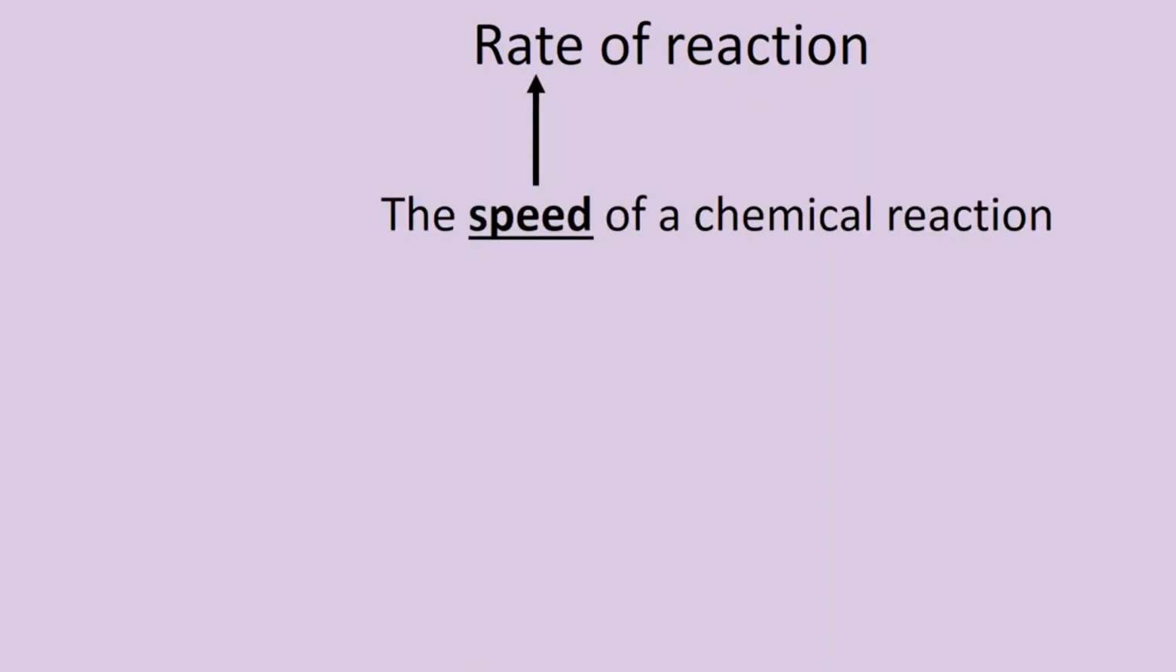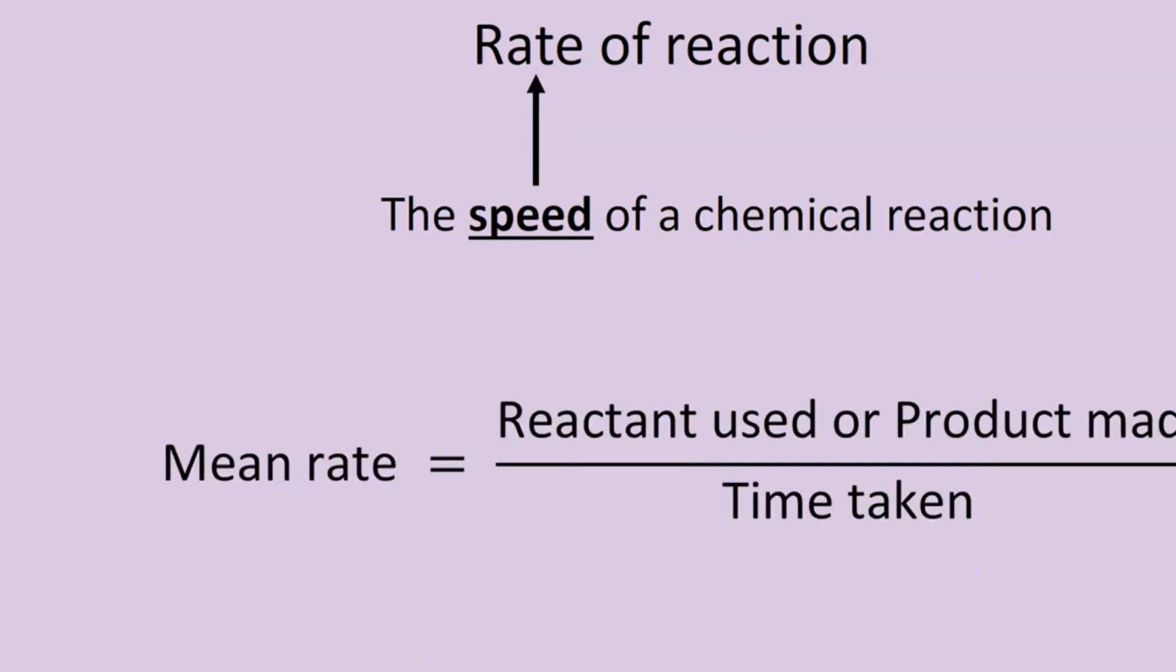The rate of a chemical reaction is its speed, or how quickly it's going. In order to calculate rate, we need two pieces of information. Firstly, we need to know how much reactant is being used up or product is being made. And this could be expressed as a mass in grams, a volume in centimetres cubed, or an amount in moles. And then secondly, we need to know how long this process takes, usually in seconds. Once we have those two pieces of information, we can complete a calculation to work out what the rate of a reaction is. We're now going to look at how you can actually get that data.